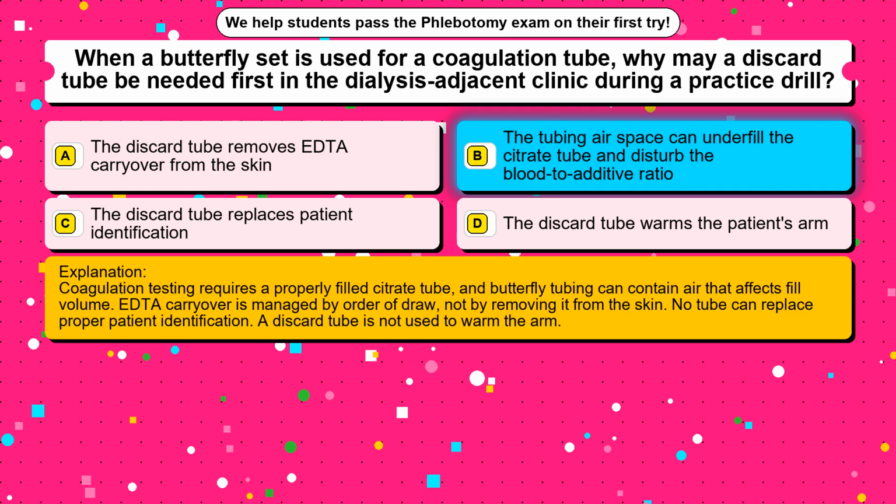Coagulation testing requires a properly filled citrate tube, and butterfly tubing can contain air that affects fill volume. EDTA carryover is managed by order of draw, not by removing it from the skin. No tube can replace proper patient identification. A discard tube is not used to warm the arm.